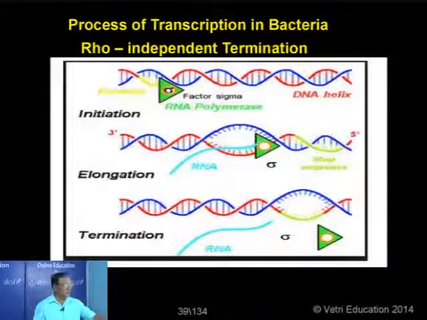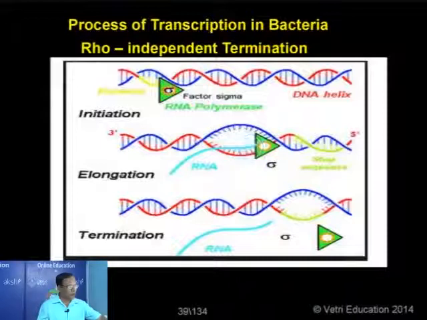Now this is the second process, elongation. Elongation is a polymerization process. The nucleotides are added one after another with the help of the enzyme RNA polymerase. So the RNA polymerase is the main enzyme for chain elongation. So during that chain elongation, what will happen?